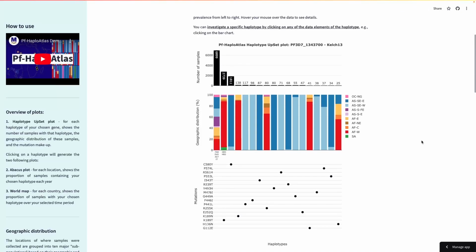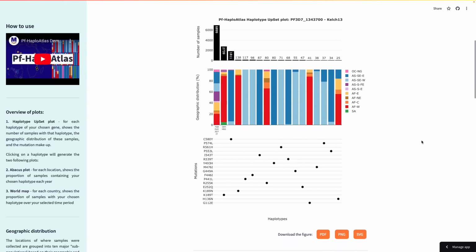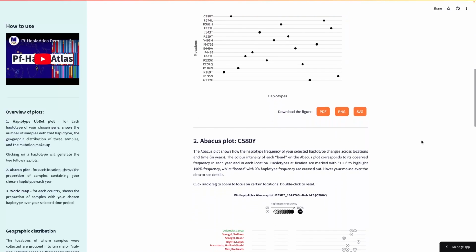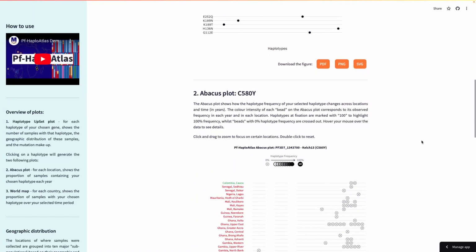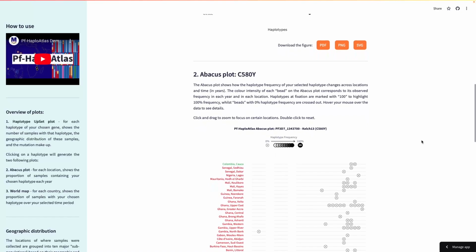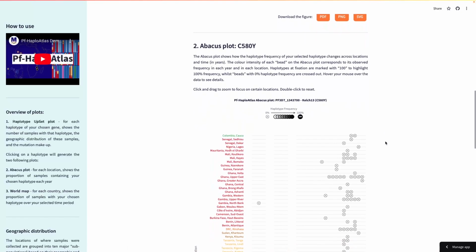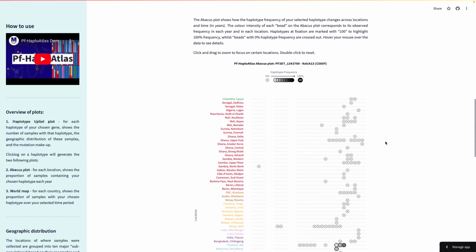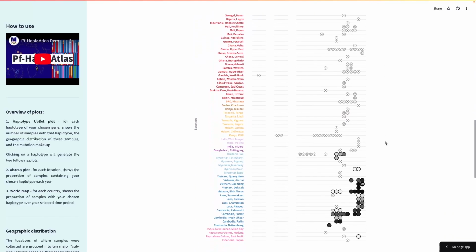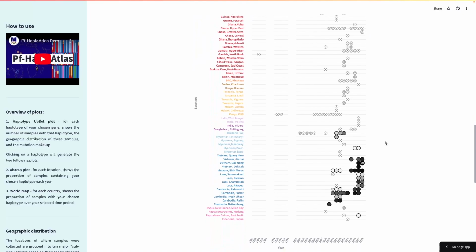So after clicking on the C580Y haplotype, we were prompted to scroll down to view the new plots which have been generated. The first of these plots is called the Abacus plot, and the Abacus plot shows how the haplotype frequency of your selected haplotype has changed with time and space. A key component of the Abacus plot is what we refer to as beads, and these are these circles you can see on the plot.